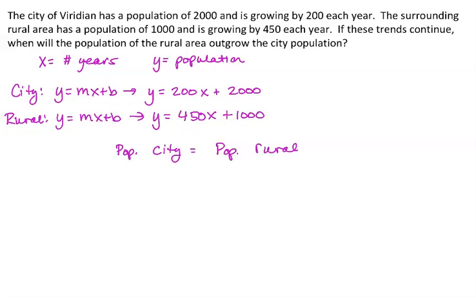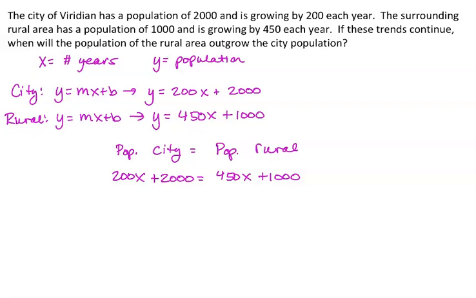So since we're looking at setting these populations equal, y represents the population. So for the city, y is equal to 200x + 2,000. The rural population is 450x + 1,000. So this gives us a linear equation with just one variable x, the number of years. This tells us when these populations will be equal.